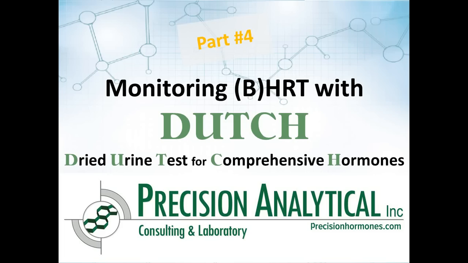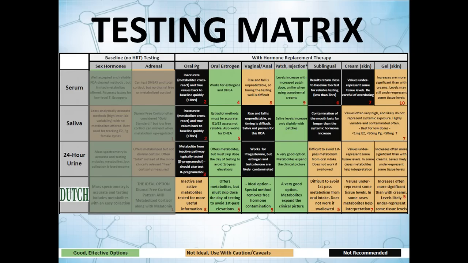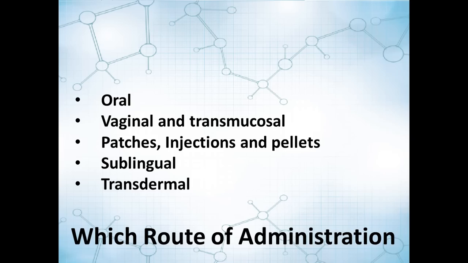This is an advanced hormone testing tutorial, and in this particular video we're going to give a brief introduction to monitoring BHRT with our testing, the dried urine testing for comprehensive hormones, a Dutch test, as well as serum and saliva and urine testing. We're going to go through these different scenarios of HRT and how we are taking this HRT, and what happens to serum testing, what happens to saliva and traditional urine testing, and then some of the unique features of our testing for monitoring these different situations.